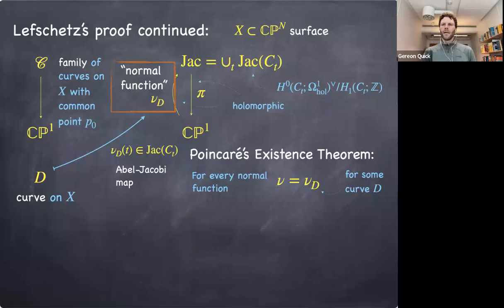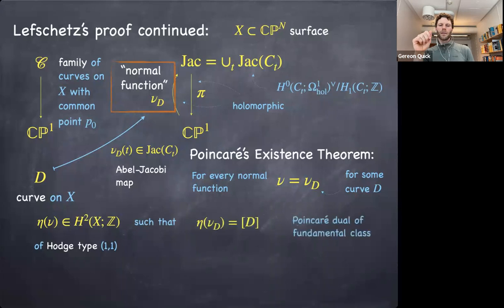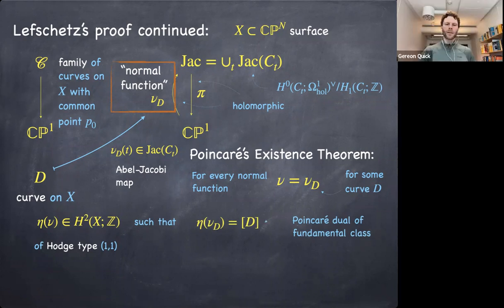Okay, and then there are two things missing for a complete proof of the Lefschetz 1-1 theorem. So first, we can associate to every normal function a cohomology class, and it has actually a Hodge type 1-1. And it's such that if I have the normal function that comes from a curve, then the class that I produce is equal to the Poincaré dual of the fundamental class of D. If D is a curve, we can also consider its fundamental class in homology, we take the dual, and that's our cohomology class.